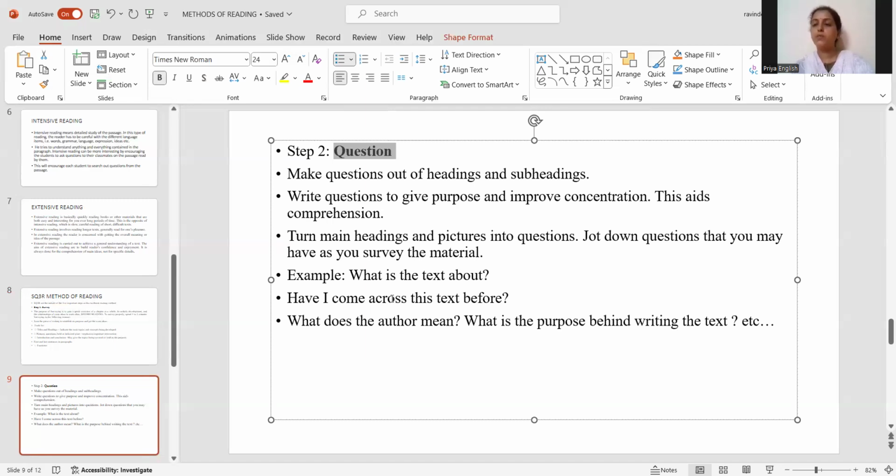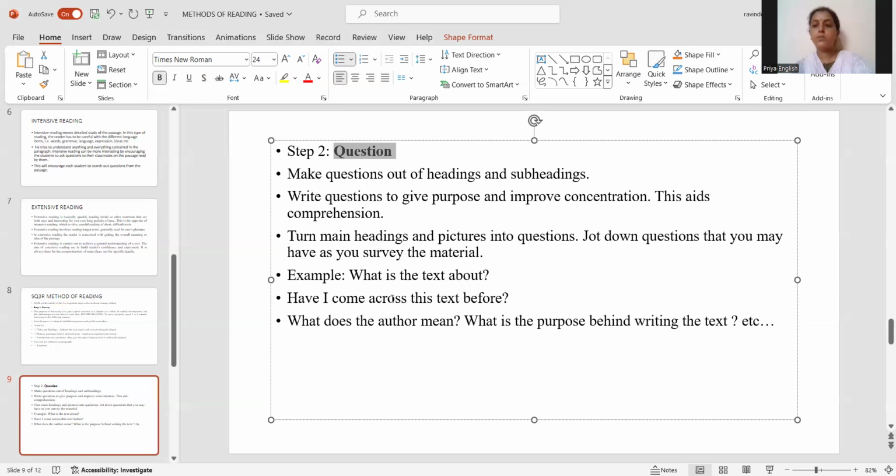Okay, so when you are making questions out of these headings and subheadings, you are creating a purpose for yourself which will help you to improve concentration. You become more and more engaged with the text. Your focus improves. Your complete attention will be on answering the questions. So whatever the headings and subheadings available in the text, you could turn them into meaningful questions. So just jot down these questions which you may ask yourself.